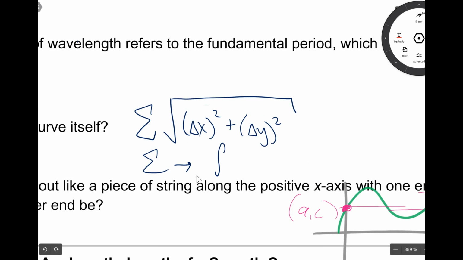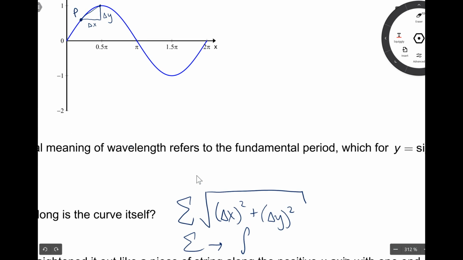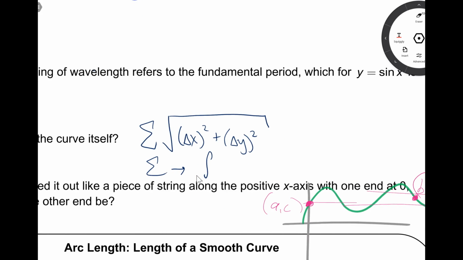we understood where this came from, this summation. It's the summation of all the hypotenuses, yeah? Okay, so the issue is, what happens when my step size gets really, really small? Because the issue is this sum that we wrote is not a Riemann sum.